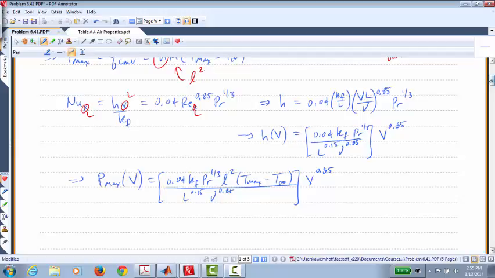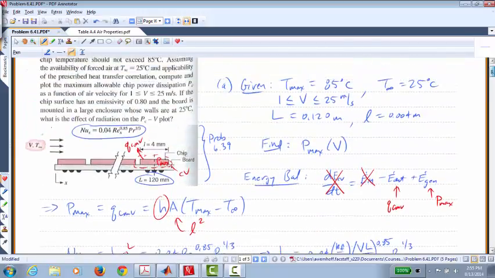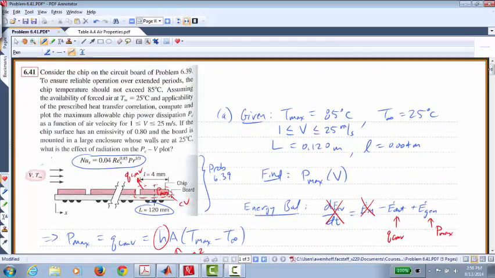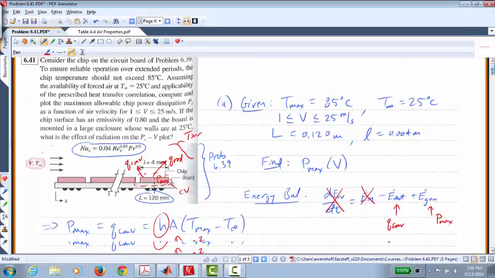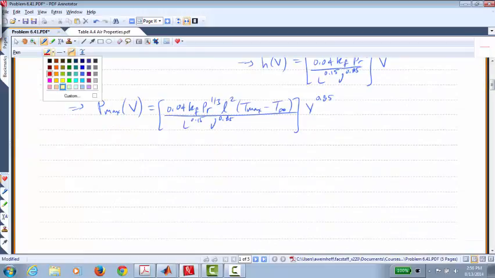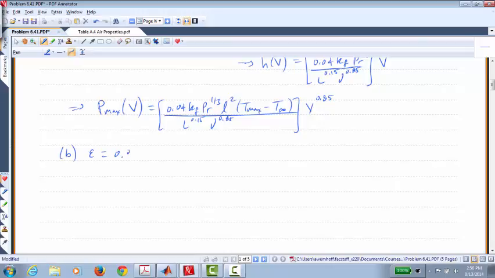So the second part of the problem looks at how would you integrate radiation into this. So for part B, we're going to have radiation leaving this out to some surroundings temperature, which we can easily add to our energy balance here. So for B, we're given that an emissivity is provided of 0.8 and surroundings temperature 25 degrees C. So again, we want to find P max as a function of flow speed V.